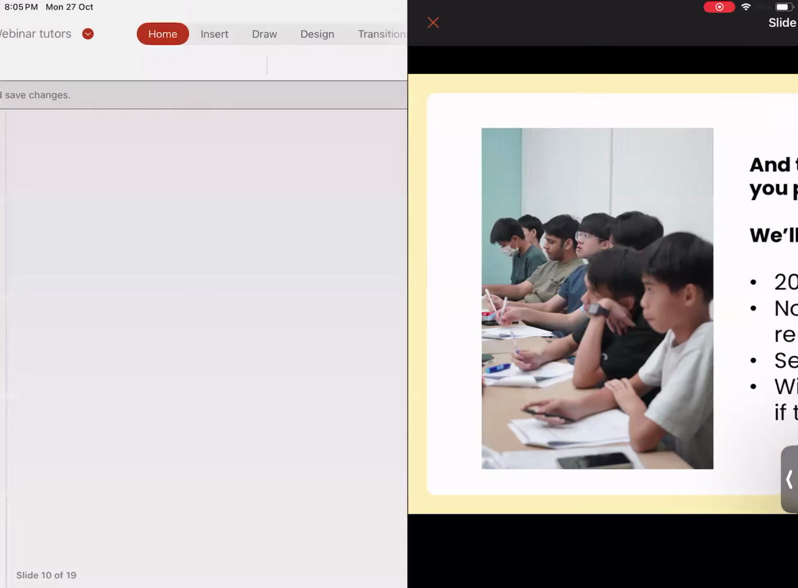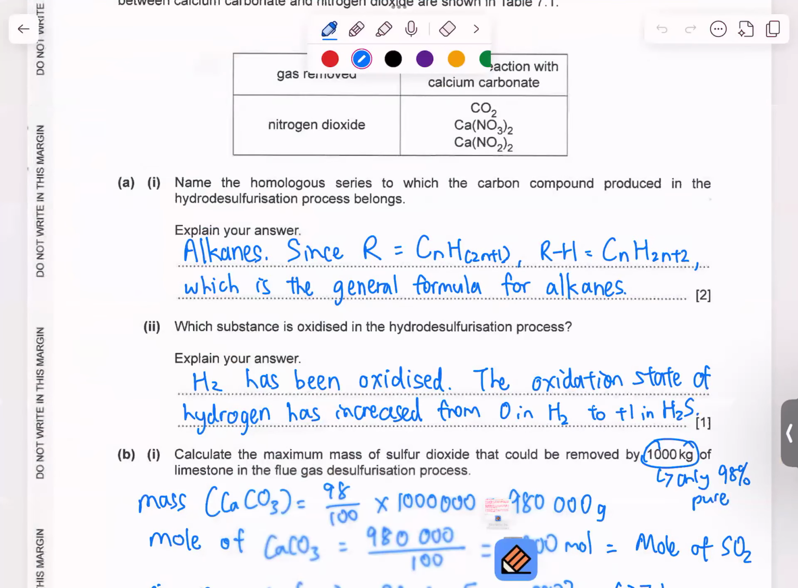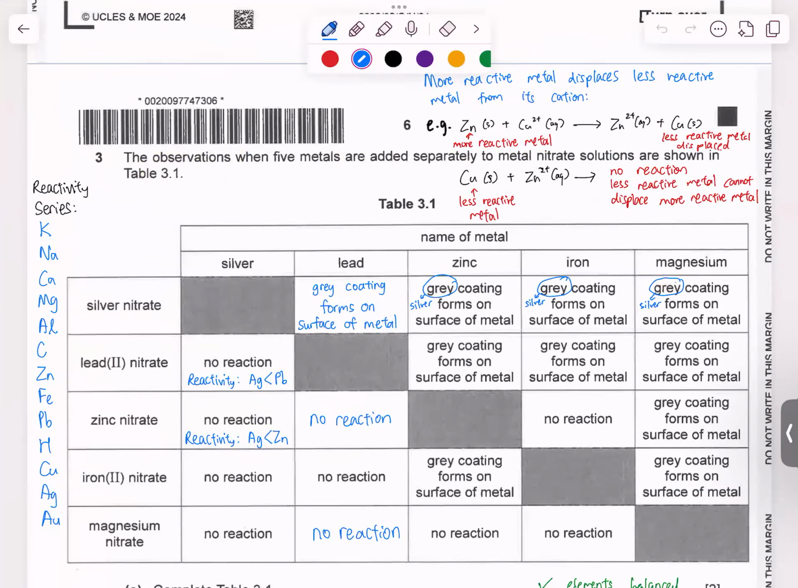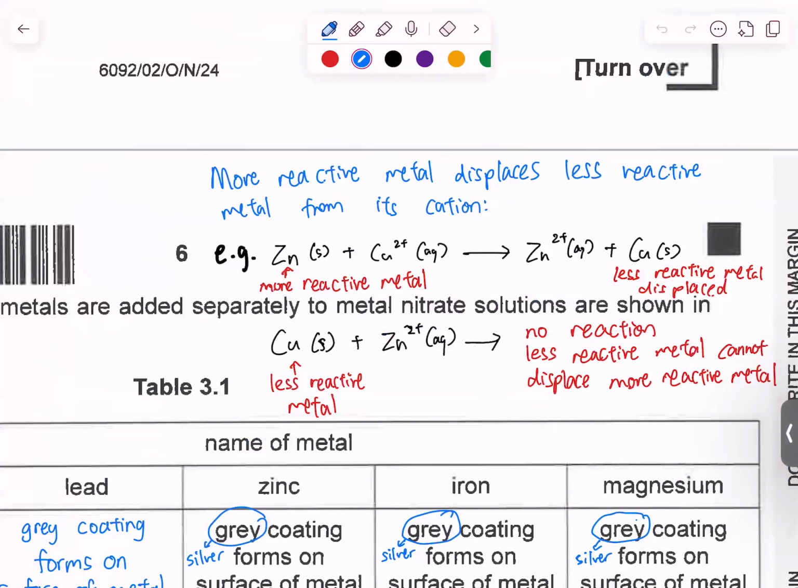Okay, so let me switch over my iPad to the answers. I'll start with question 3 first. So if you can help me, please go through question 3. Okay, question 3 is on the reactivity series, the reactivity of metals. Now, before we dive into the question, what's the essential concept of metal reactivity?